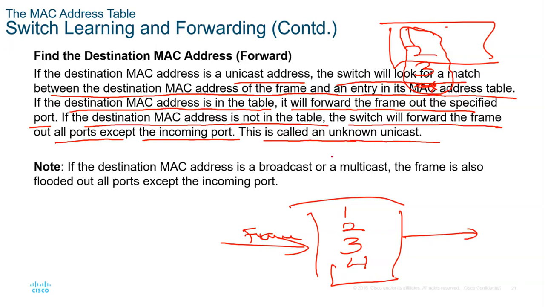If it's unknown unicast, the source MAC address will be captured, but the destination MAC address is unknown, so it is treated as unknown unicast. And the switch has to forward that unknown unicast onto all active ports except the incoming port. Note, if the destination MAC address is a broadcast or multicast, then the frame is also flooded out. If it's unknown unicast, it is flooded out of all ports. If it's multicast or broadcast, still it is flooded out of all ports except the incoming port.